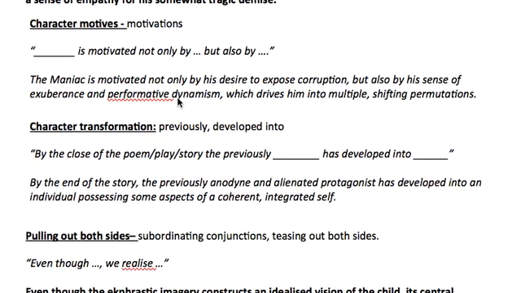If you're then talking about multiple character motivations, you could say, so-and-so is motivated not only by, but also by. And here's an example with the Maniac. The Maniac is motivated not only by his desire to expose corruption, but also by his sense of exuberance and performative dynamism, which drives him into multiple shifting permutations. So he's not just about the exposure of corruption, he's driven by his performance and his energetic exuberance.